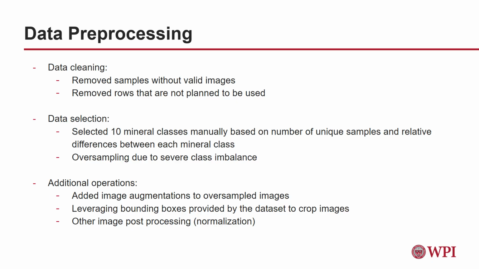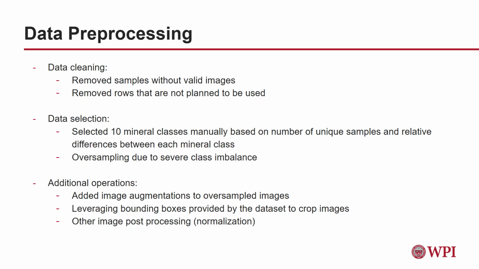And speaking of data preprocessing, the operations that we perform can be split into three primary components: data cleaning, selection, and other post-processing tasks. For data cleaning, we first had to perform a data integrity check on all of the images that were listed in the CSV, because some of the images were found to be missing from the dataset when training. Besides that, we also removed rows that were not planned to be used.